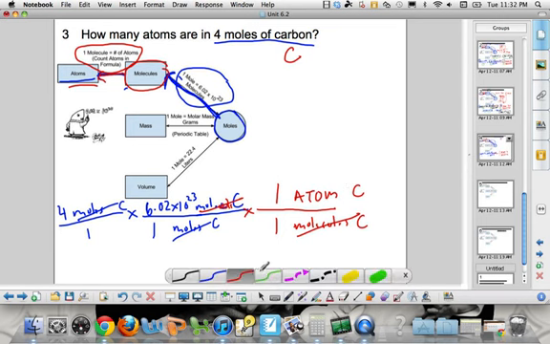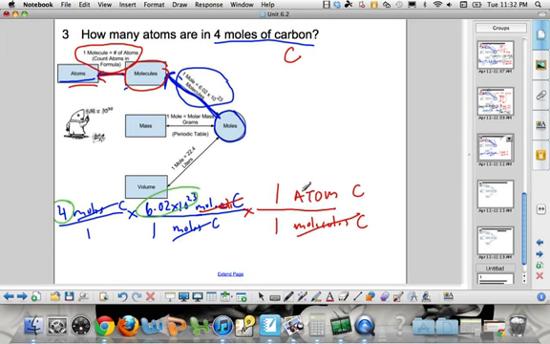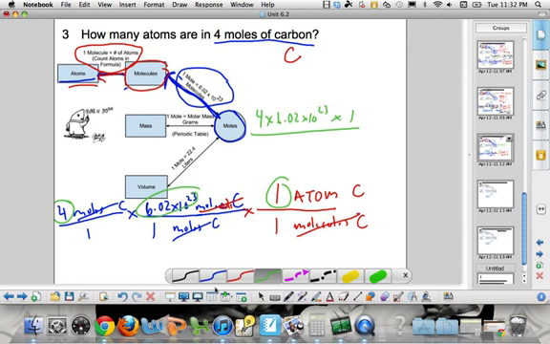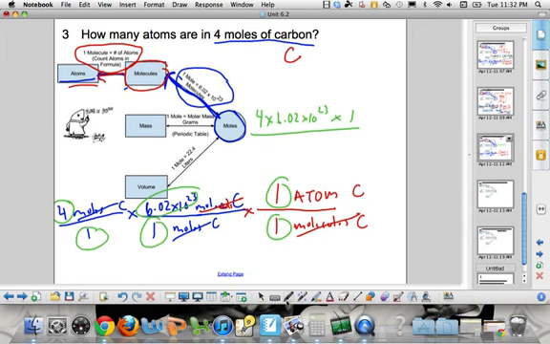Up on the top I have 4, 6.02 times 10 to the 23rd, and 1. So up on the top, 4 times 6.02 times 10 to the 23rd times 1. That's my top. Down the bottom, again I have 1, 1, and 1. So on the bottom I have 1 times 1 times 1. My bottom will equal 1.